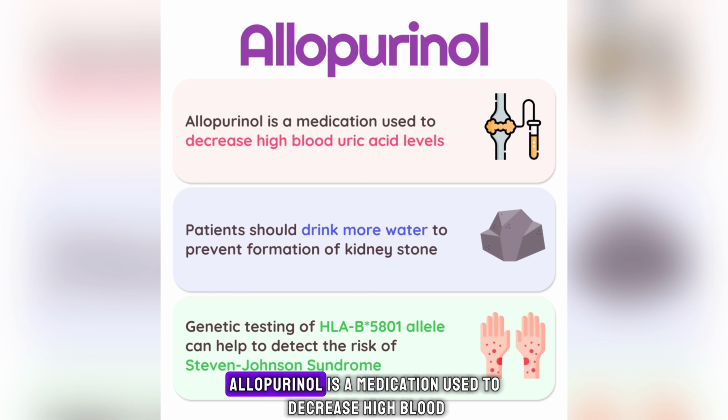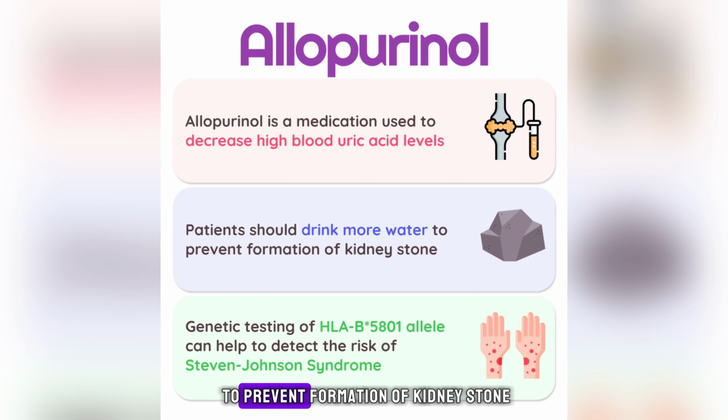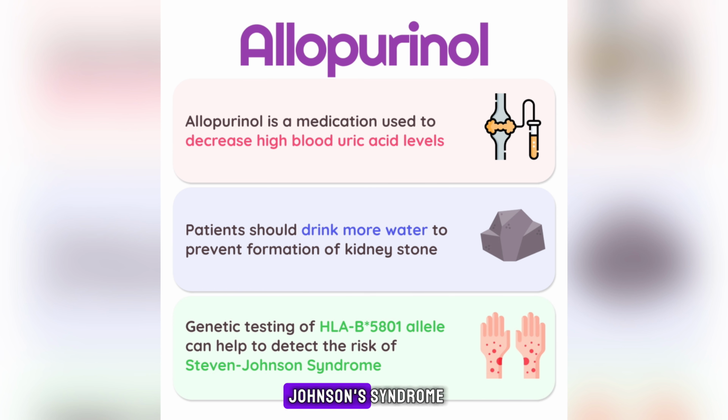Allopurinol. Allopurinol is a medication used to decrease high blood uric acid levels. Patients should drink more water to prevent formation of kidney stones. Genetic testing of the HLA-B 5801 allele can help to detect the risk of Stevens-Johnson syndrome.